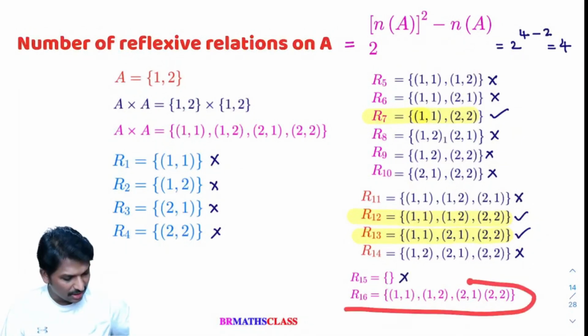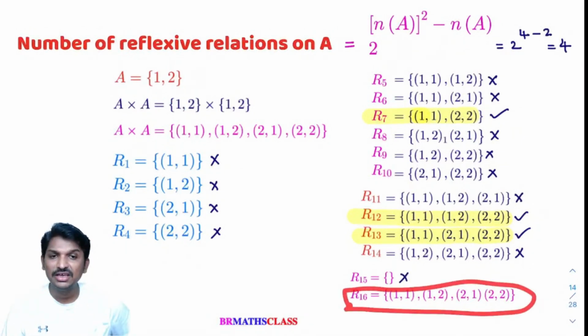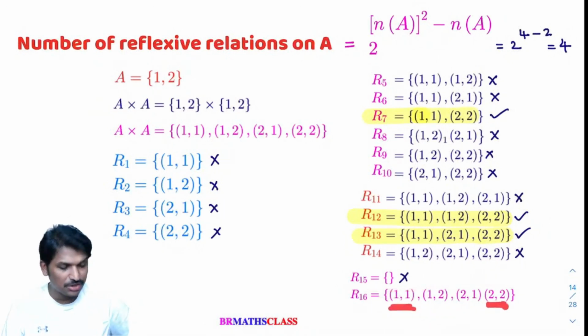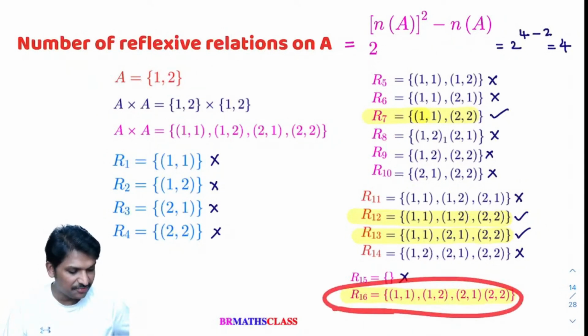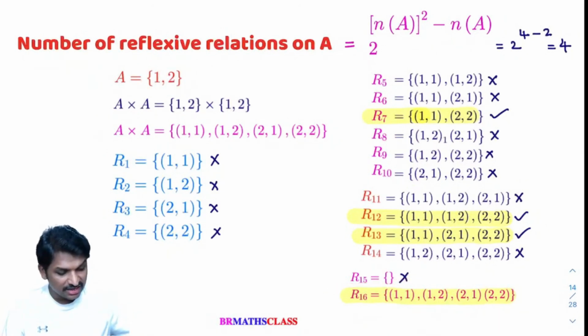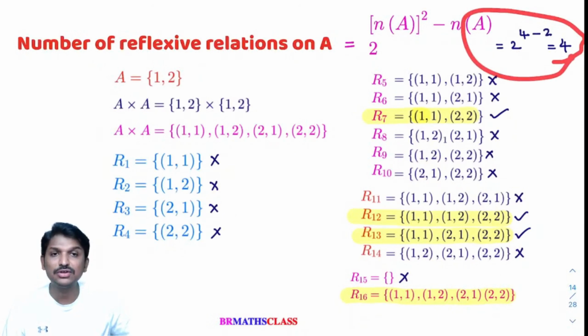Now observe this one, R16. Is it a reflexive relation? Are 1 comma 1 and 2 comma 2 there? Yes, look here, 1 comma 1 and 2 comma 2 are present. So this relation is a reflexive relation. You can observe here, for 1 belongs to A, 1 comma 1 belongs to R. For 2 belongs to A, 2 comma 2 belongs to R. Therefore, this relation is reflexive. As per the formula, we are getting 4 reflexive relations. You see here, 1, 2, 3, 4.